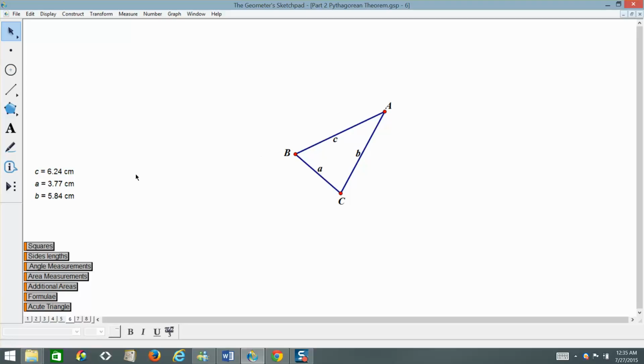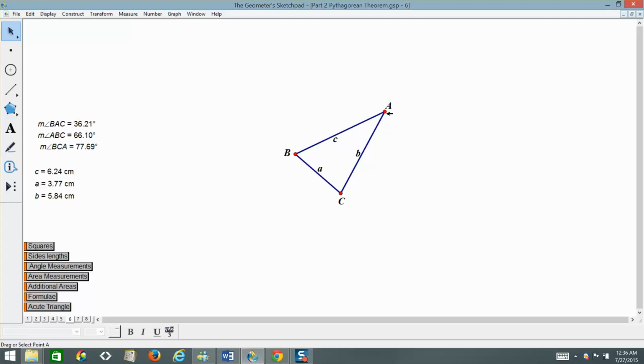Side C is the longest side because the length of side C is equal to 6.24 centimeters, which is the longest compared to the other sides. And then I also want to measure the angles. So this is the result.